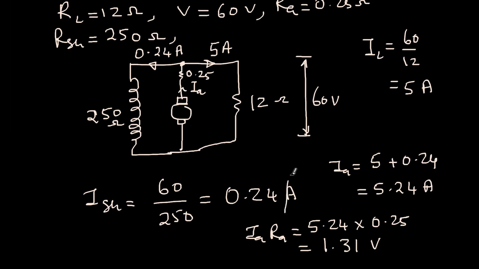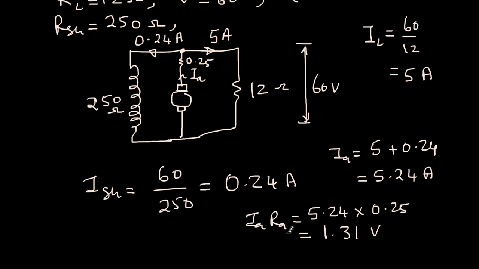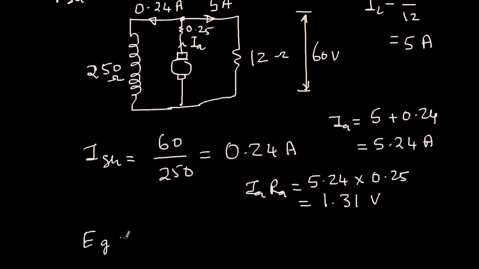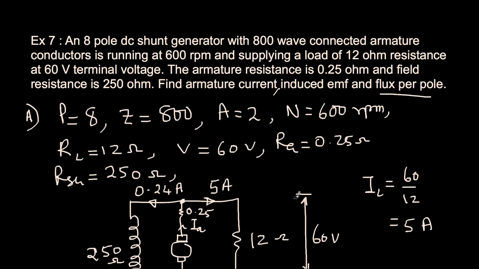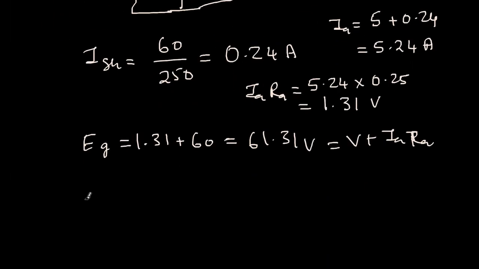So now I can find the EMF induced in the machine. That is EG, which is nothing but 1.31 plus V, 61.31 volts, which is nothing but V plus IARA. Now EG I can also know from a different formula, because in the question flux per pole is also asked. So EG is nothing but phi Z N P by A into 60.